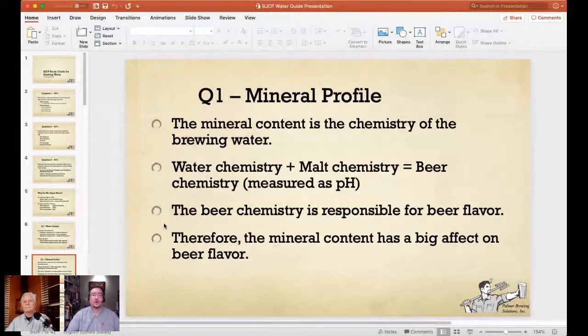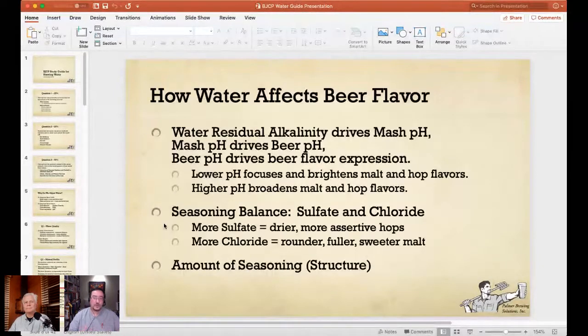So let's talk about how water affects beer flavor then. The residual alkalinity of the water, which I will explain in a minute, drives the mash pH in conjunction with your grain bill. Your mash pH drives your beer pH, and your beer pH drives the beer flavor expression. Generally, lower pH tends to focus and brighten the malt and hop flavors. By focus, I mean it kind of narrows them. Higher pH, on the other hand, tends to broaden malt and hop flavors.